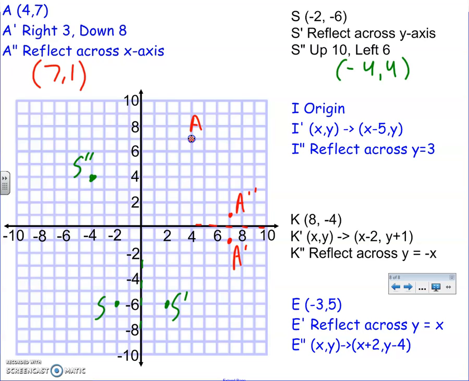Use blue. I is at the origin. Okay, here's the origin. It gives me a motion. It says left 5. Y stays the same. So left 5. 1, 2, 3, 4, 5. Here's I prime.